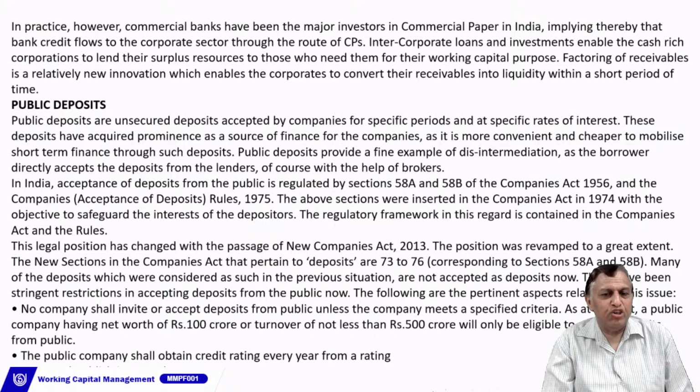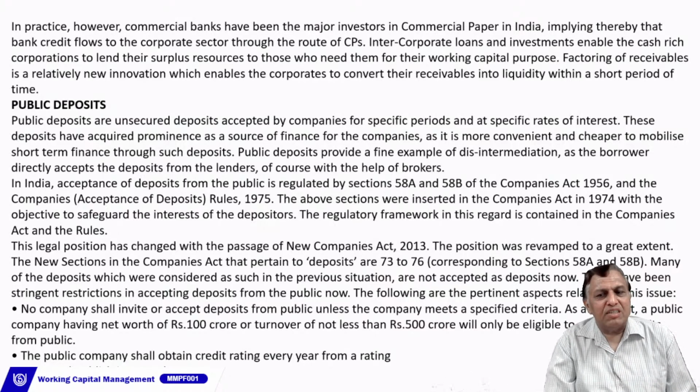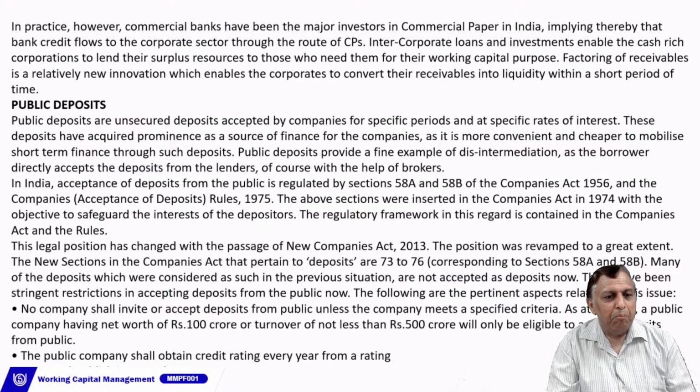Now the legal position has changed with the passage of the New Companies Act 2013. The position was revamped to a greater extent. New sections in the Companies Act that pertain to deposits are 73 to 76. Earlier it was 58A and 58B, but now it is 73 to 76, corresponding to sections 58A and 58B. Many of the deposits which were considered as such in the previous situation are not accepted as deposits now. There is a paradigm shift. There have been stringent restrictions in accepting deposit from the public now.